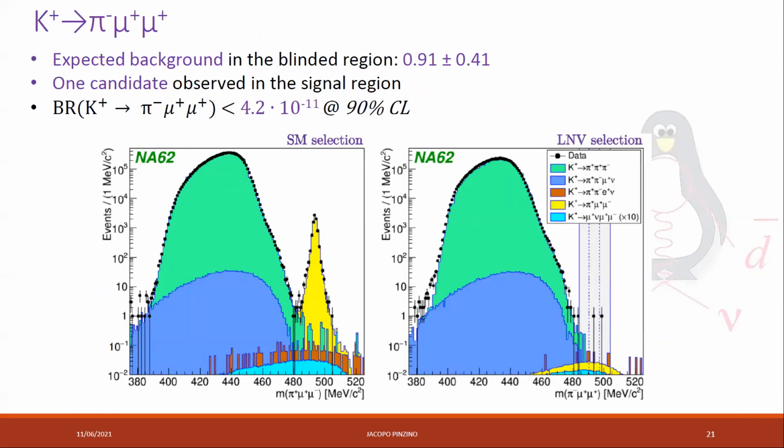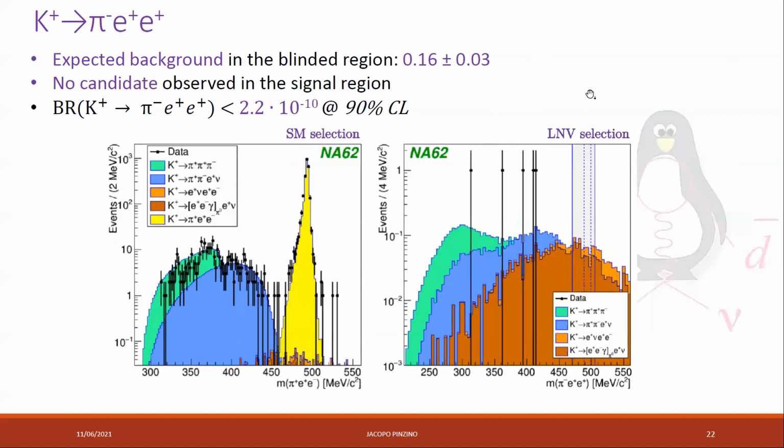For example, here I show the decay K+ to π− μ+ μ+. On the left is the Standard Model decay, in this peak, K+ to π+ μ+ μ−. On the right instead is the search for this violating decay. The dashed lines show the signal region where we found one candidate, sorry, and one candidate was expected, 0.9 ± 0.41. And this brought to the upper limit of 4.2 times 10 to the minus 11.